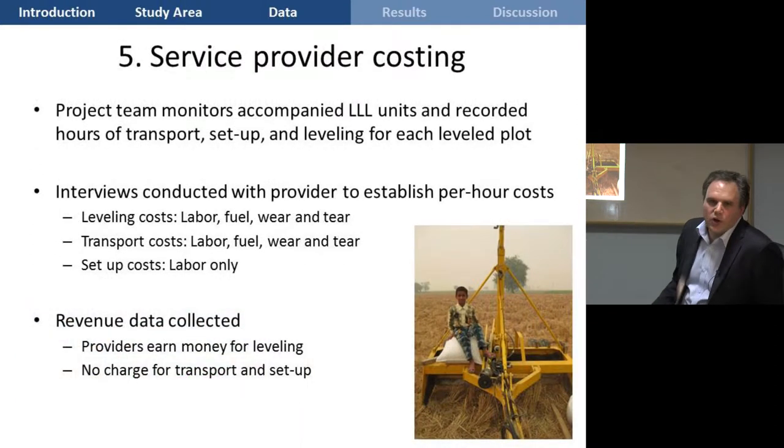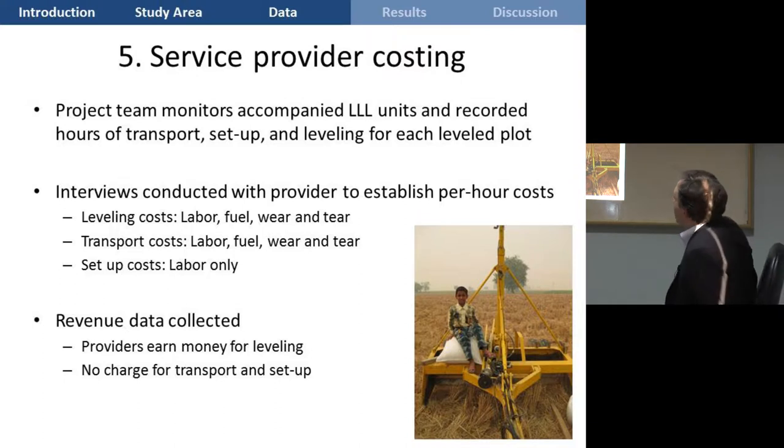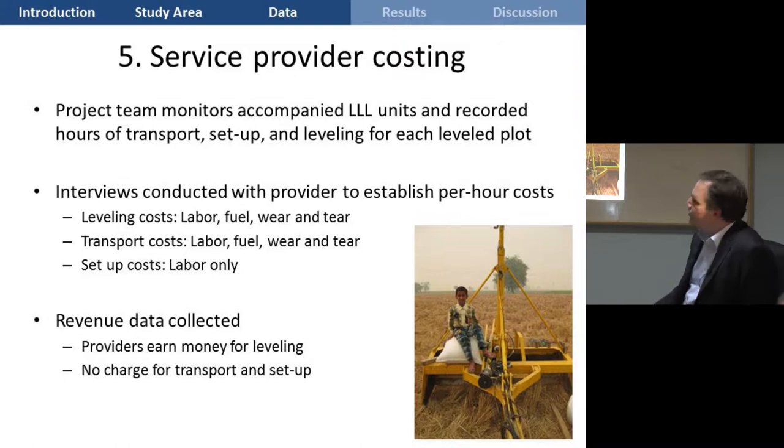We also did a costing of our service provider to get a sense of what it took to provide these services, especially the variable costs. And we looked at the leveling costs, labor, fuel, and depreciation, transport, and setup costs as well.